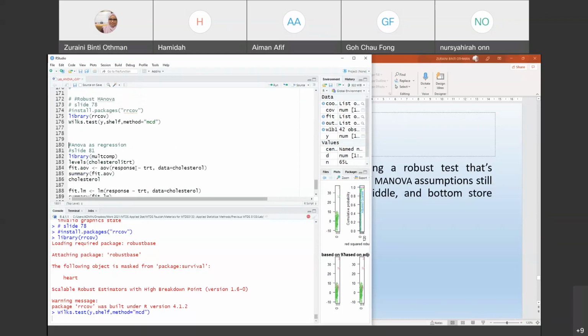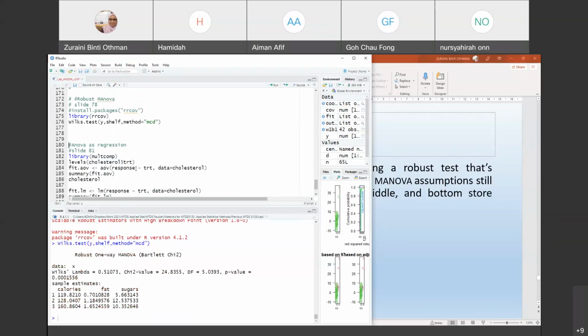Take some time. Are you good? Are you with me? Okay, this is the table that we obtain after we run the test function.